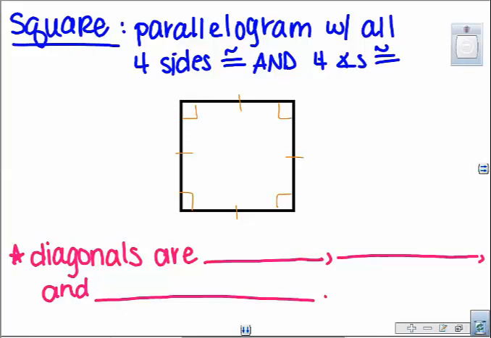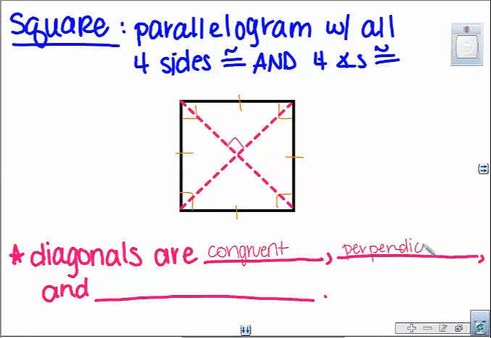Okay, the diagonals of a square then have all of the attributes of the rhombus and rectangle, which means that they are congruent like the rectangle. They are perpendicular like the rhombus. And they bisect each other like all parallelograms.